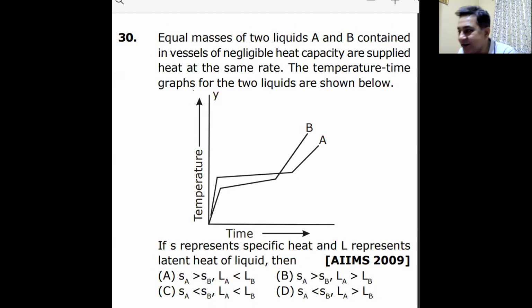Equal mass of two liquids A and B contained in a vessel of negligible heat capacity are supplied heat at the same rate. The temperature-time graph for these two liquids is shown. S represents the specific heat and L represents the latent heat. Which one is correct? Let us see. Remember, these two lines must be straight lines parallel to the x-axis. They have drawn it probably wrongly. Doesn't matter. You understand it.